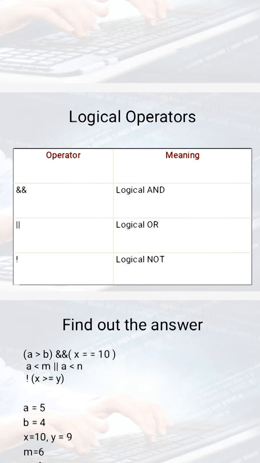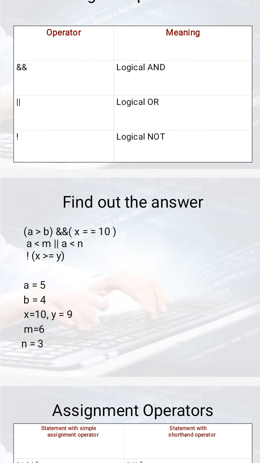Okay. Suppose we go for this example: a greater than b logical AND x equal to 10. And here in this example, a equal to 5, b equal to 4. Now 5 greater than 4, is it true or false?